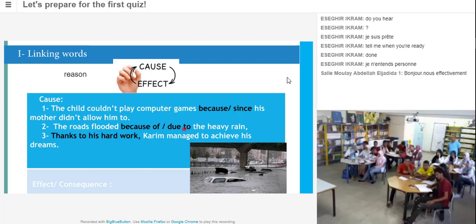Now, if you say here, due to, because of, sometimes you can say because of his hard work, Karim managed to achieve his dreams. Because of or thanks to. Why? Because of is also neutral. You can use it for positive ideas and you can use it for negative ideas. But when you use thanks to, you must be careful not to choose any negative items to come after. You should choose only positive things here. Are they clear? Causes, expressions of cause?